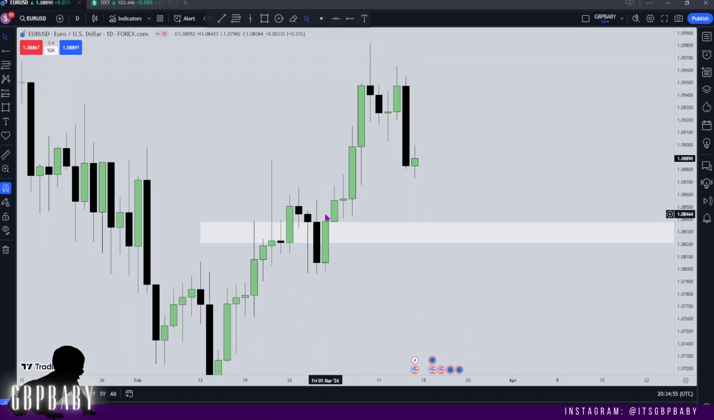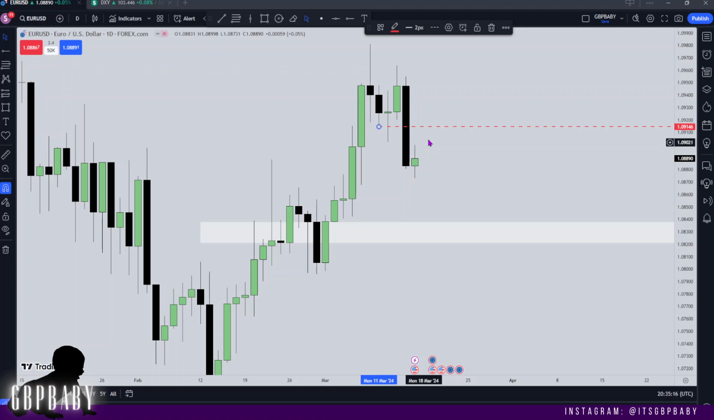And then we have daily implied fair value gaps right here as well. So there is a lot of imbalance down here. So I do think price is going to draw down there quite quickly. In terms of the highest I want to see price trade, we do have a mitigation block, high, low, lower high, we've broken down. Now this is the last down close candle right here. So that's the very highest I want to see price trade.